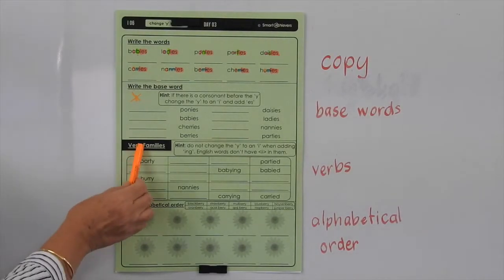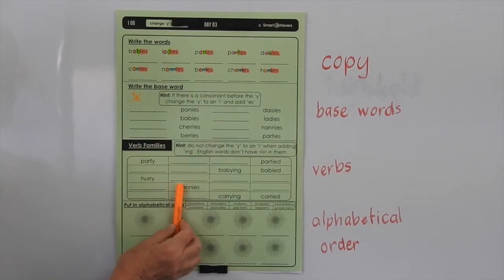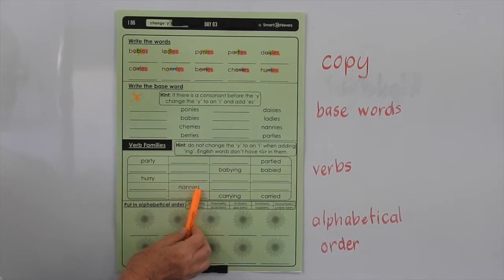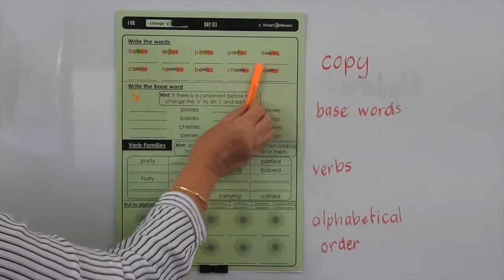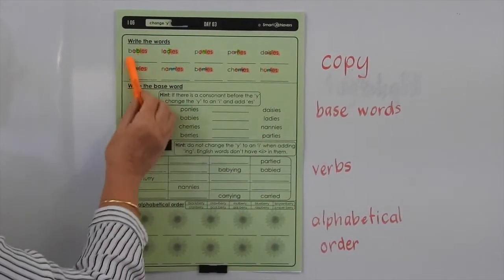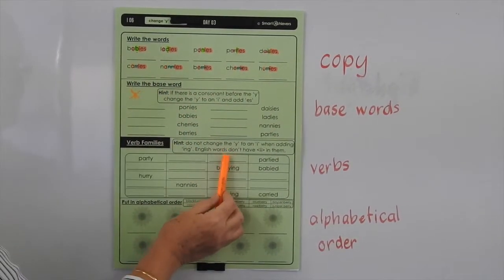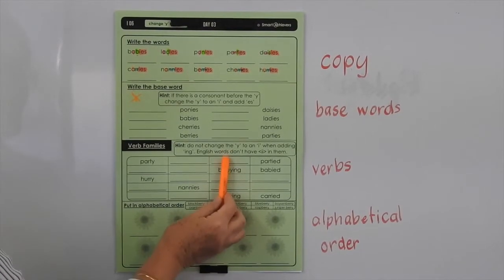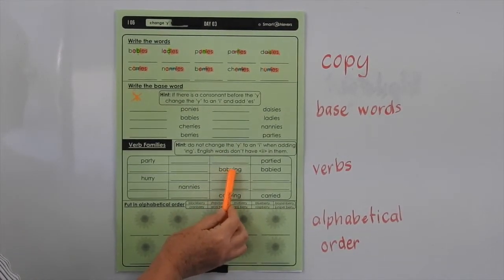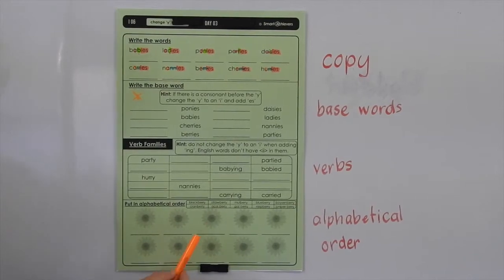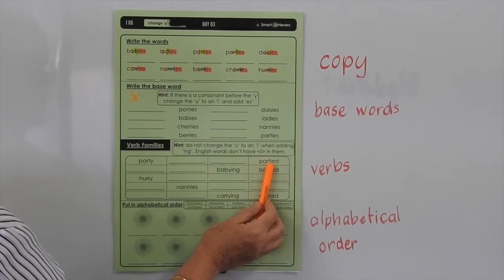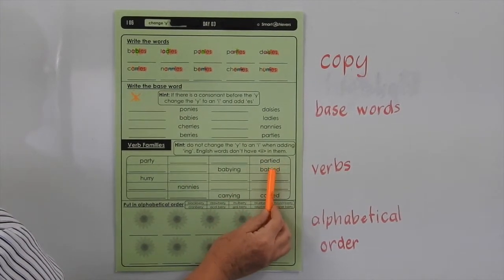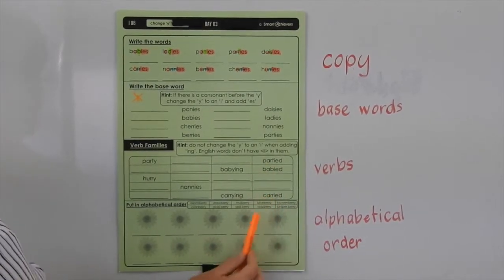Okay, so here you're writing a base word. Here you're changing the Y to an I and adding the ES, which is what you've got in your base words, in your list words up here. Here we're adding the ing and leaving the Y in all of them because there's a consonant before the Y in all of those words. And here you're changing the Y to an I and adding the ED all the way down there.